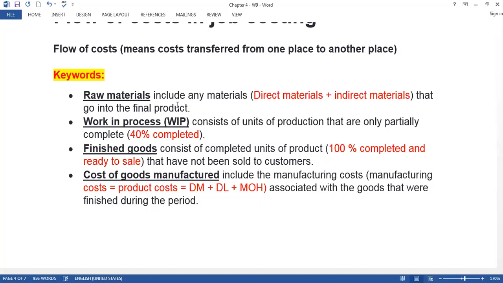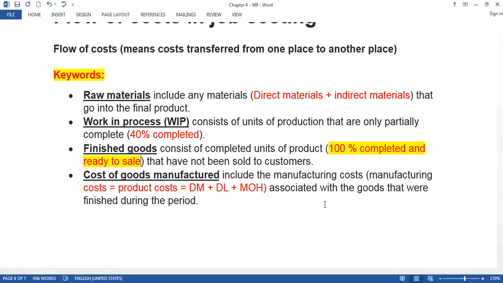Now, second one is work in process. In short, it is called WIP, and another is the finished goods. So look at the definition of finished goods first. What is the meaning of finished goods? Finished goods means the product is 100% completed and ready to use or ready to sell. Look at this table. I can use it, right? Why I can use it? Because it is 100% completed.